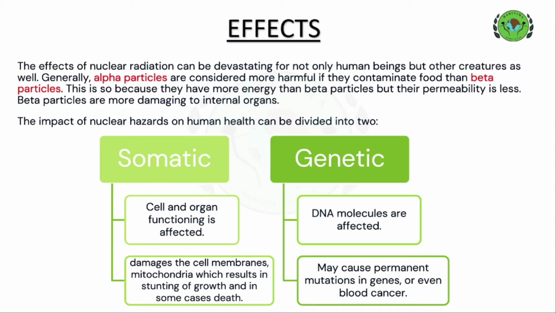The impact of nuclear hazards on human health can be divided into two. Somatic: cell and organ functioning is affected. It damages the cell membranes and mitochondria, which results in stunting of growth and in some cases death. Genetic: DNA molecules are affected, which may cause permanent mutations in genes or even blood cancer.